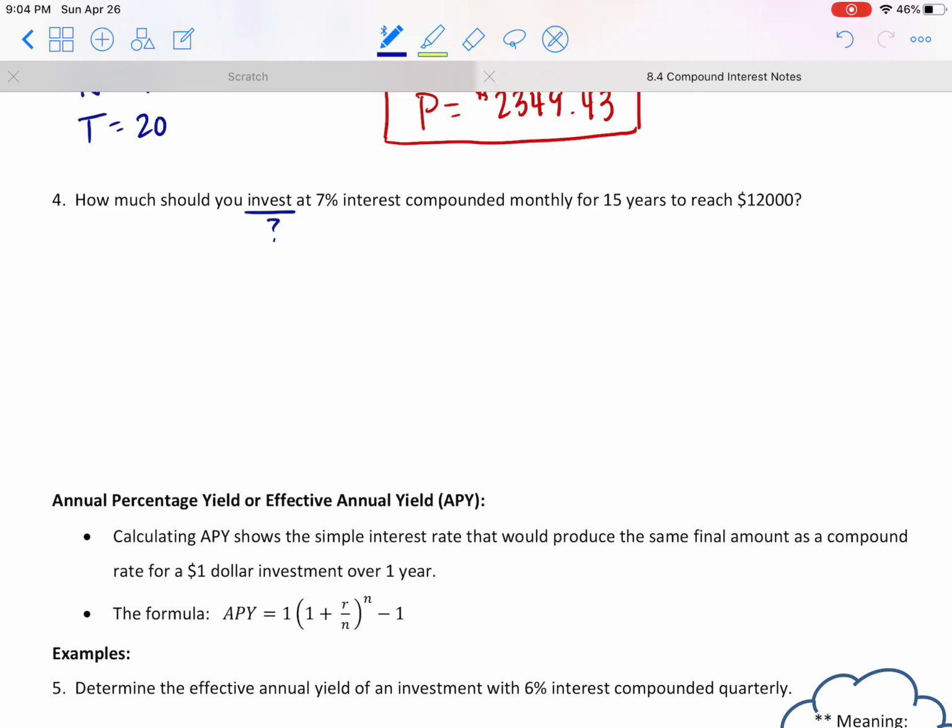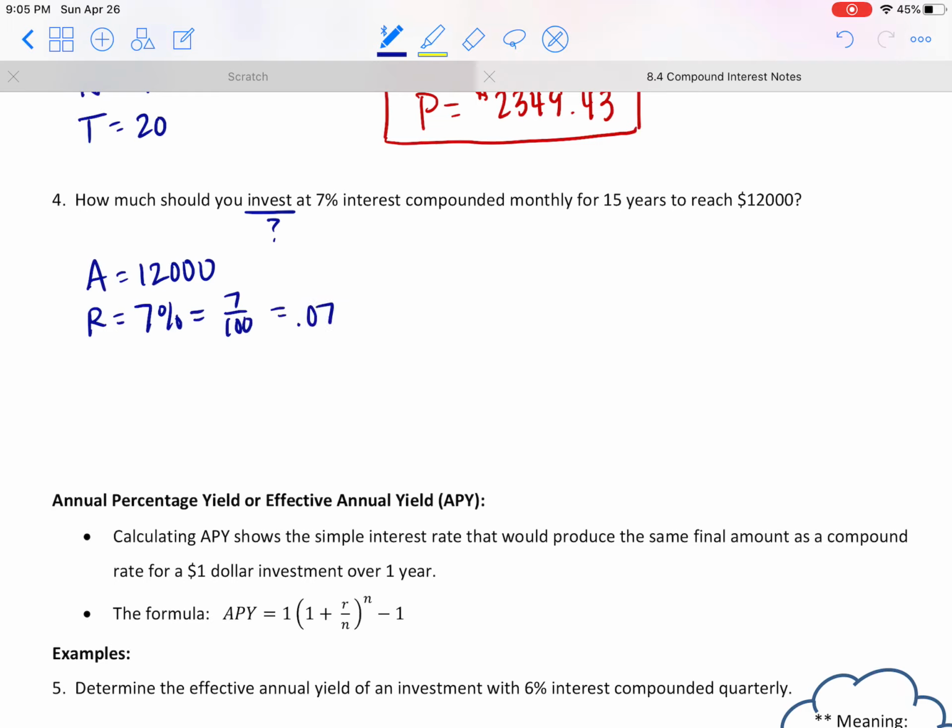Again, I don't know how reasonable it is to look for an account with that kind of a rate, but there it is. Okay, let's try it again. How much should you invest? There's our question, right? That's telling us we're looking for that principal amount. 7% interest compounded monthly for 15 years to reach a final amount of $12,000. So our principal is what we're looking for.